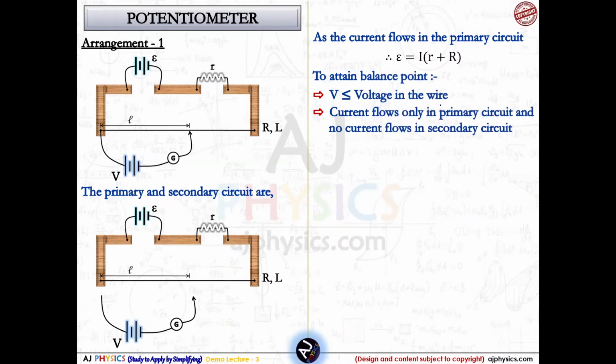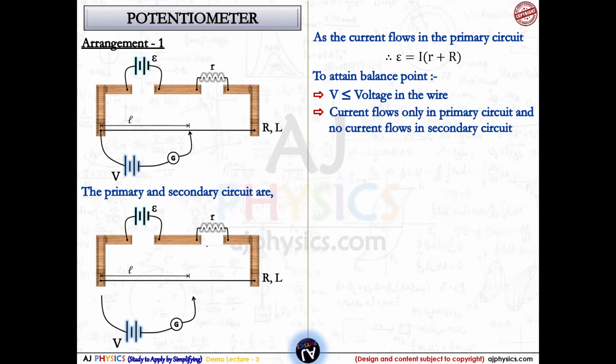And the conditions which are required for the working of the potentiometer I have already explained to you. So keep these in mind. This voltage has to be greater than V. Also, one more thing: the voltage across the wire also has to be greater than this V.